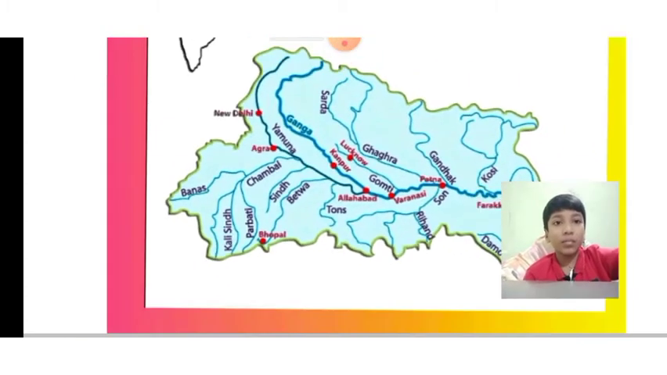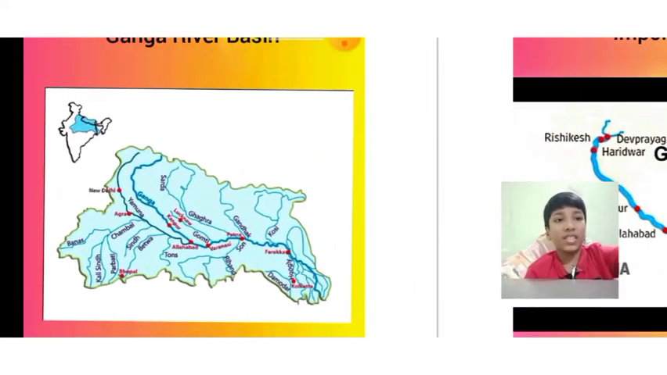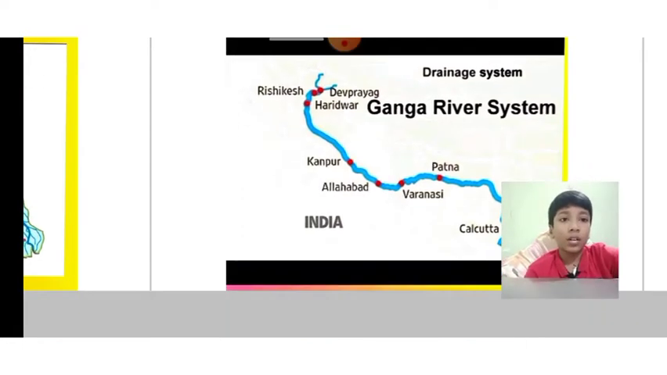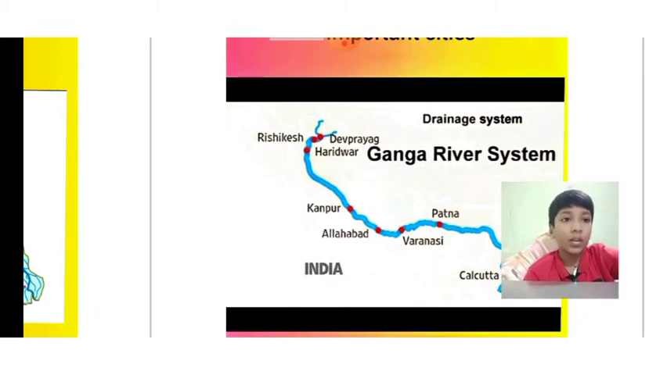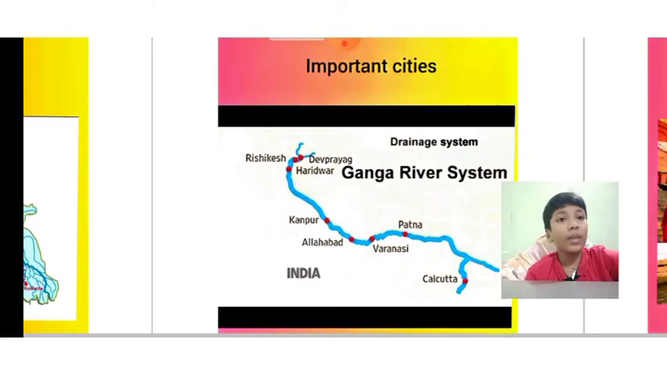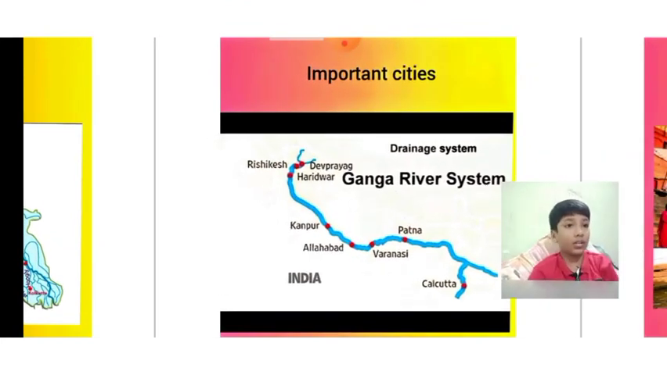Now we will see some important cities located in Ganga Basin, that is Rishikesh, Devprayag, Haridwar, Kanpur, Allahabad, Varanasi, Patna, Calcutta are some important cities located in Ganga Basin.